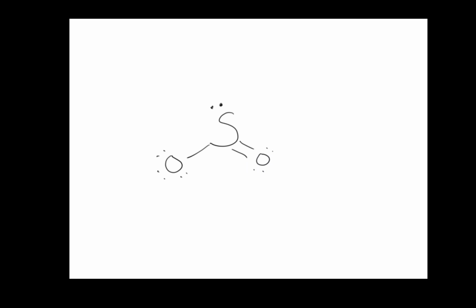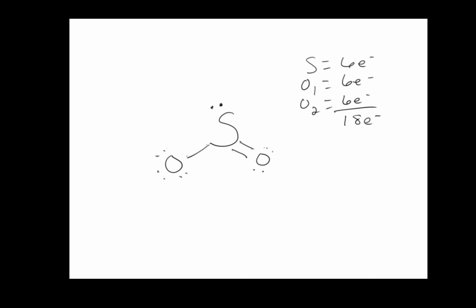All right, so let's just make sure. Sulfur brought 6 electrons. Oxygen 1 brought 6 electrons. And oxygen 2 brought 6 electrons. So I should have 18 electrons in there somewhere. So I have 1, 2, 3, 4, 5, 6, 7, 8, 9, 10, 11, 12, 13, 14, 15, 16, 17, and 18. All right, so I have all my electrons in there.